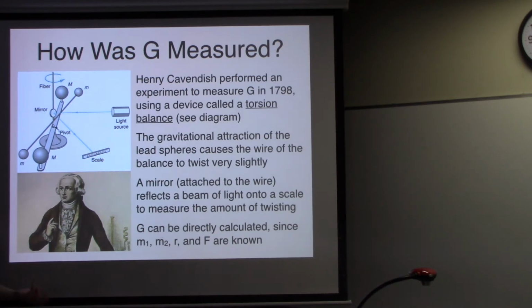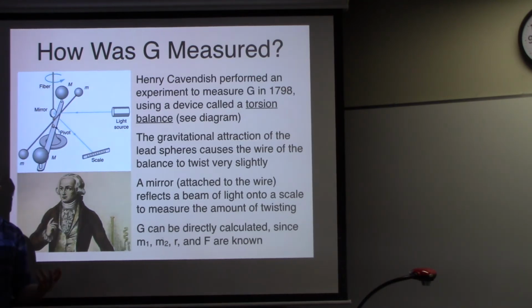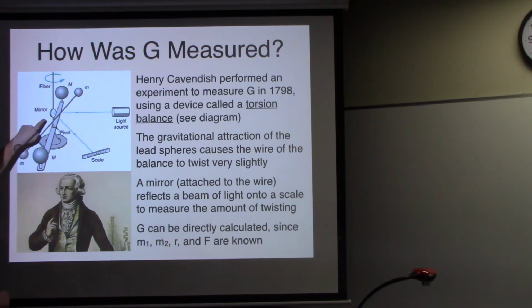Now let's think about what happens if I have these two masses close by and also these two masses close by. They exert a gravitational force on each other. It's really small, so it's hard to measure, but they do exert a gravitational force on each other. That causes the masses to come together and get closer. When they get closer, this wire twists a little bit. So if we can measure exactly how much the wire is twisting because these masses are getting closer together, then we can figure out the value of G.